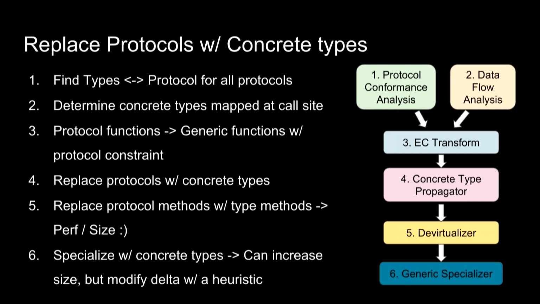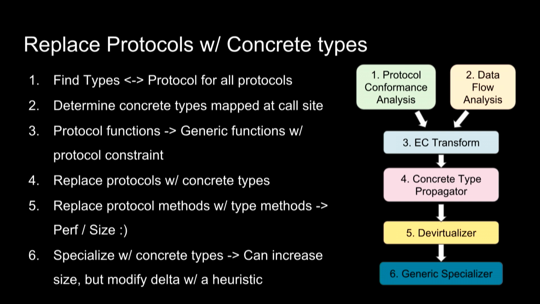This step is called existential container transformation step. After this step comes the concrete type propagator step. By this point, you now know the concrete type in the given context. So now you can replace the protocol type with a concrete type. In the example we just saw, my protocol is now replaced with R class.